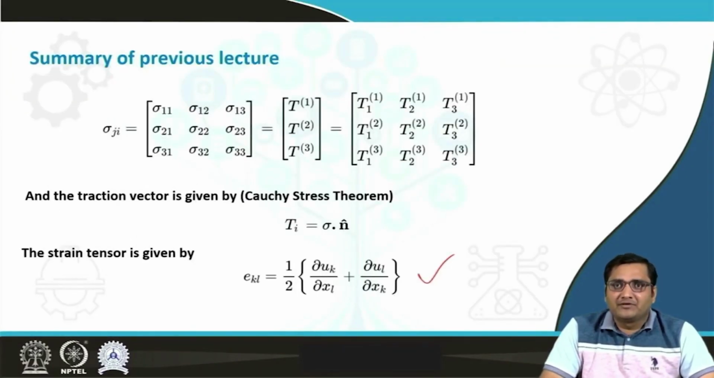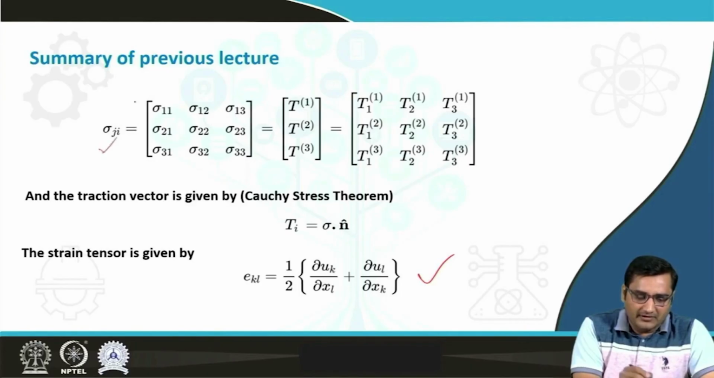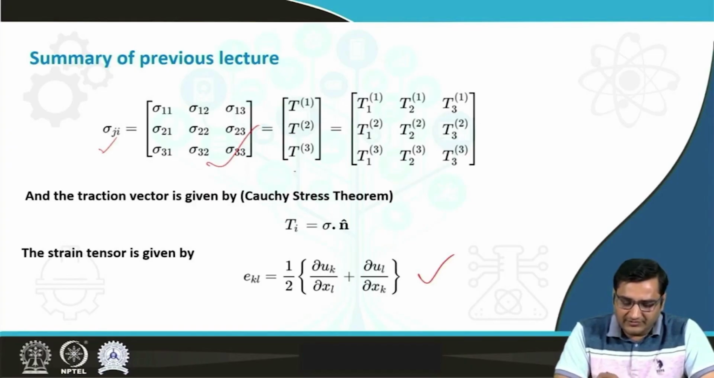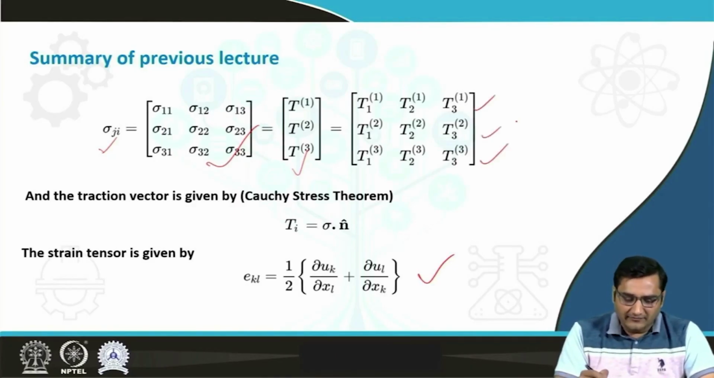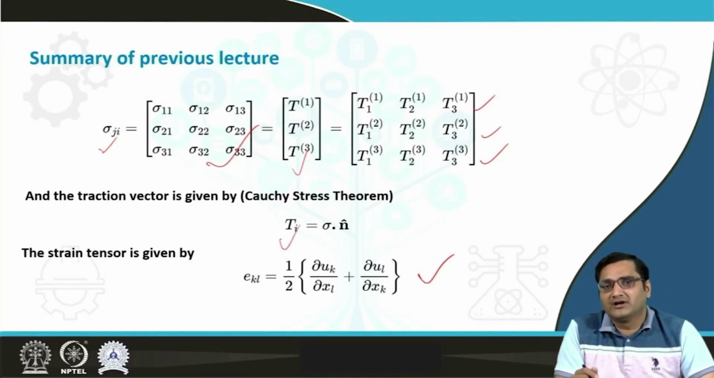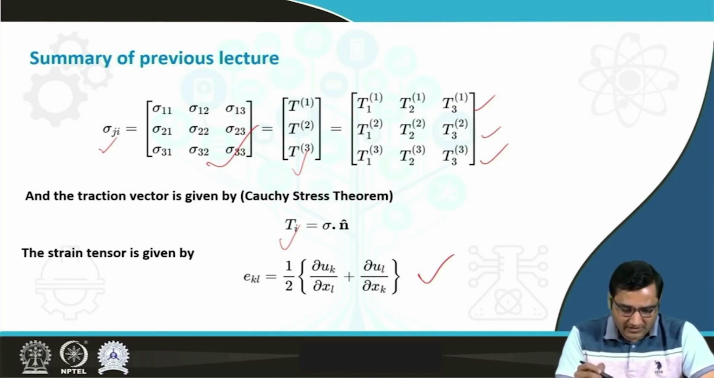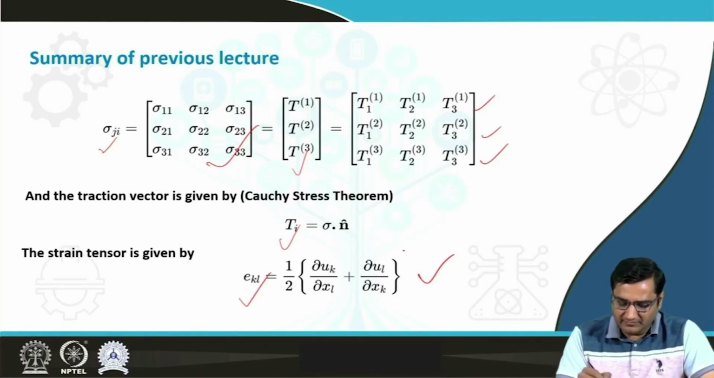As far as the summary of the previous lecture goes, we basically talked about the stress tensor sigma ij or ji, which has 9 components, and this is the traction T1, T2 and T3, and in the expanded form on plane 1, plane 2 and plane 3 it looks something like this. And if we talk about Cauchy's stress theorem, the traction vector Ti is a function of the unit normal vector on which the force is being applied, and it is the dot product of stress and the normal unit vector. And the strain tensor is given by EKL, that is half of del UK by del XL plus del UL by del XK.